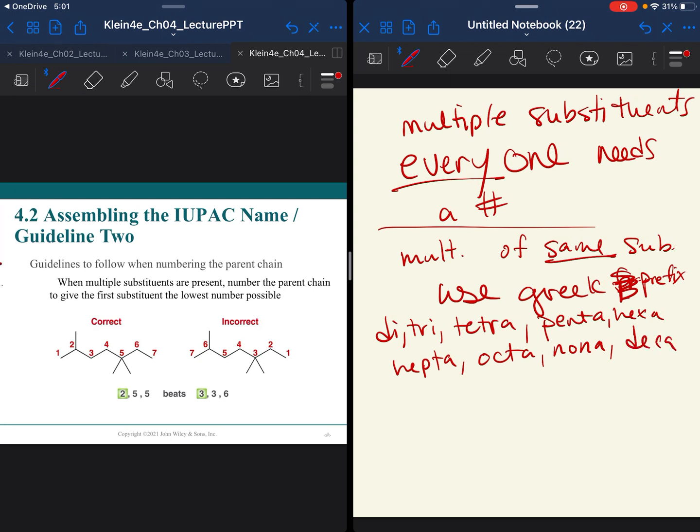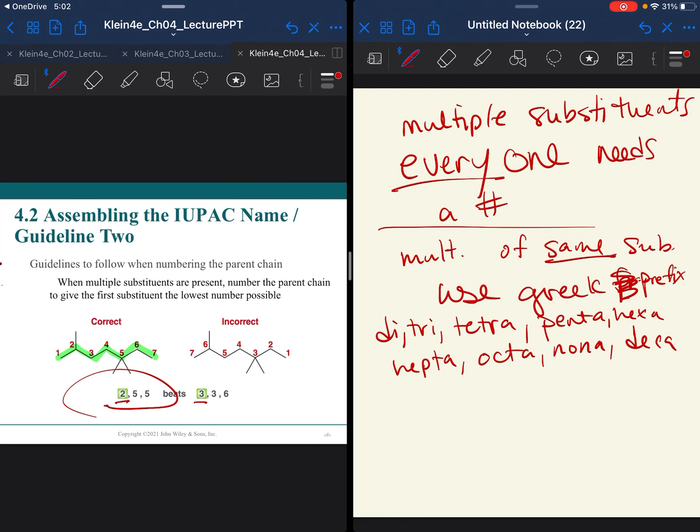All right, so if we're naming this guy here on the slide, the longest continuous chain is 7. 1, 2, 3, 4, 5, 6, 7. And you want the lowest locant possible for the first one. You want to compare the first place it's different, right? We're not adding up the locants. 2 is smaller than 3, so 2 wins. It doesn't matter that there's 2 5s. 2 is smaller than 3, so it wins. It's the first one where it's different, okay?